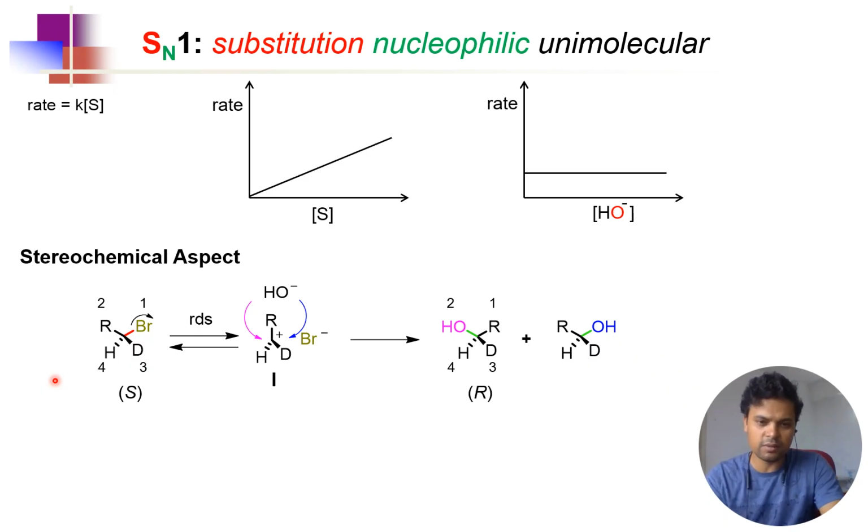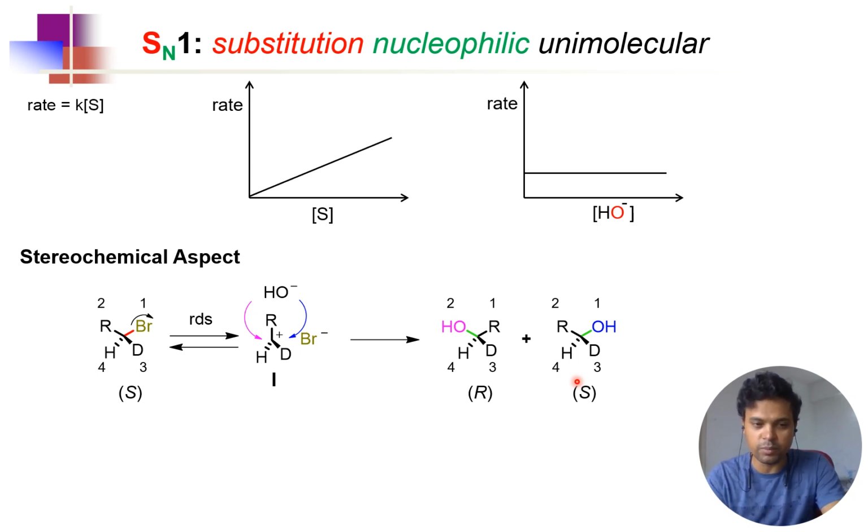Now when you check the first product, which is actually coming from the back side, you can check that priority rule. So this is 1, 2, and then 3. Sorry, 1, 2, 3. I just made a mistake. So which will be the first? The R will be 2, so it will be clockwise. It should be the R, and the other one should be the S, because it is 1, 2, 3. So you are getting R and S enantiomers.